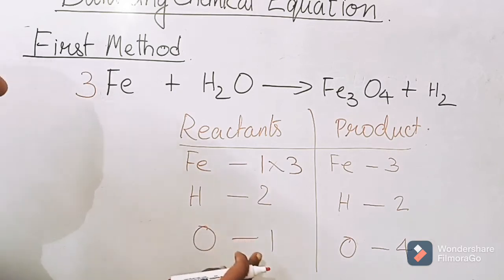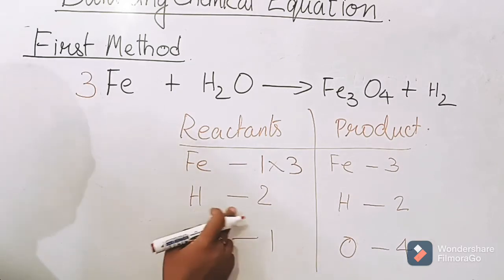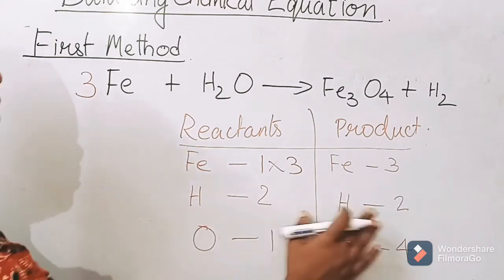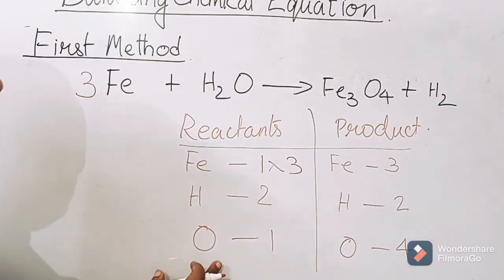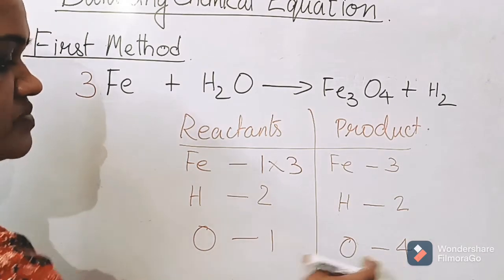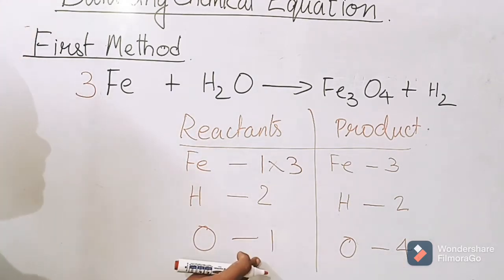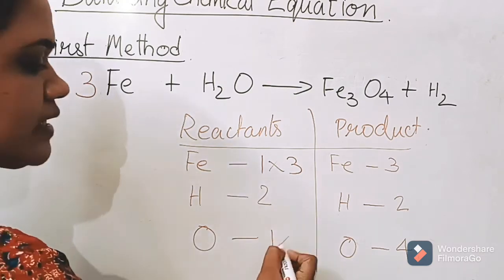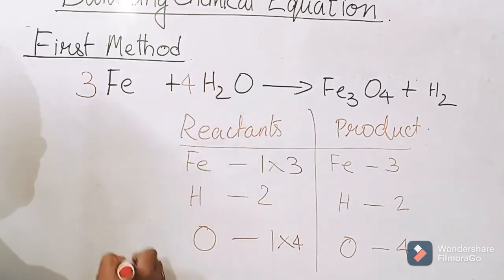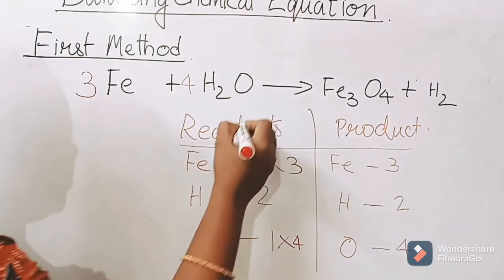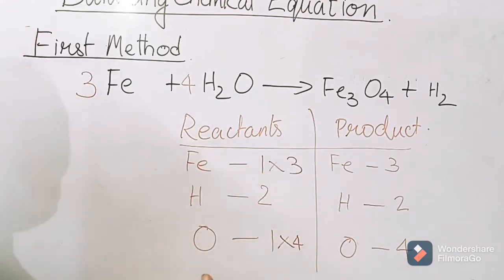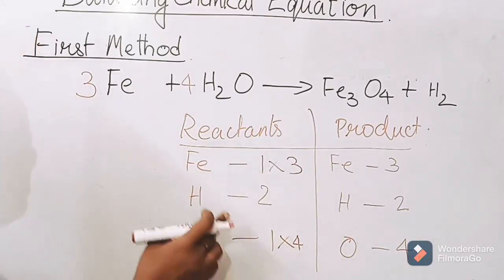Now hydrogen atom on the both side are balanced, so no need to change anything. Now see the oxygen atom. On the product side there are 4 atoms, in the reactant side only 1 atom. So we will multiply 4 here and we will write 4 here. We can't write here, okay? Don't write here. Now the oxygen is balanced, but what is unbalanced here?